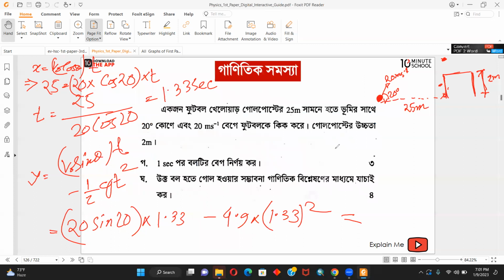That means he will be able to score the goal, given that there is no goalkeeper or defender in front of the goalpost. Assuming, yes.